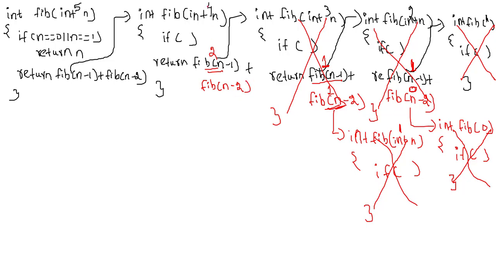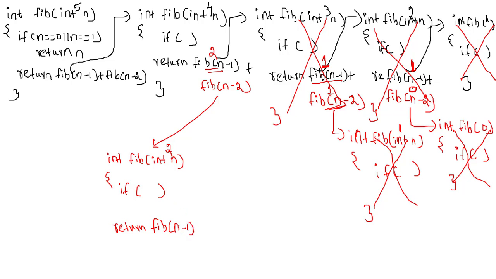What is my n value? N value is 4. 4 minus 2, the value is 2. So here I am going to call a function, that is int fib of int n. So the n value is 2 here, because 4 minus 2, the value is 2. So here I will be checking the condition. If n equal to 0, n equal to 1, condition false. So I will give return fib of n minus 1. What is my n minus 1? N value is 2. 2 minus 1 is 1.